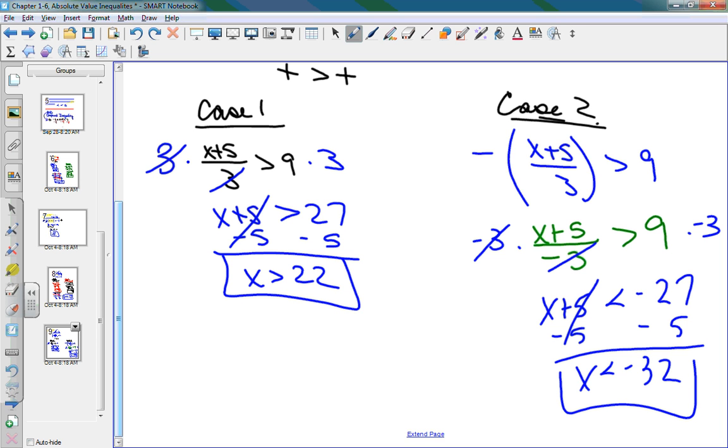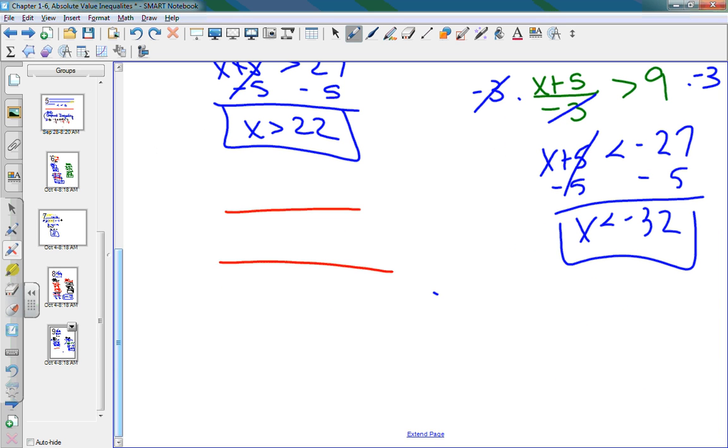So now you tell me which one's smaller, which one's larger. -32 is smaller, so I'm going to put that on the top line. So I have -32, and now I have it open or closed. It is open. In which direction do I shade? To the left. The next one is going to be 22. That goes over here to the right of it, and it is going to be open. In which direction do I shade it? To the right.